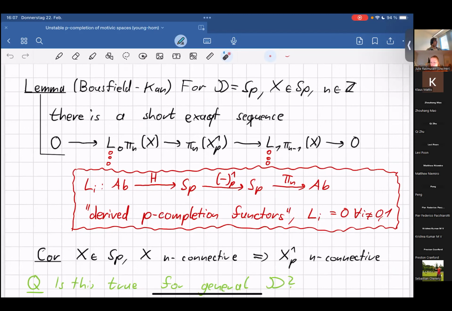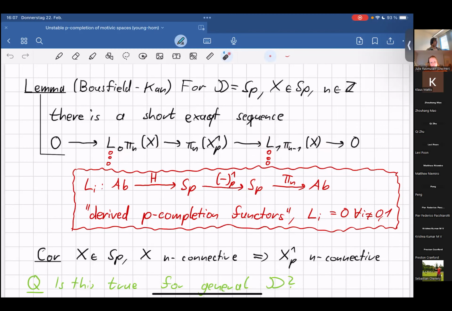And now if we are in the category of spectra, then Bousfield and Kan showed in the 70s that if we take some spectrum X and a natural number n, then we get a short exact sequence of this form, where we put the homotopy groups of the p-completed spectra in the spectrum in the middle. And on the left and right, we have the homotopy groups of X, but we have to derived p-complete them. So this L0 and this L1 are the derived p-completion functors.